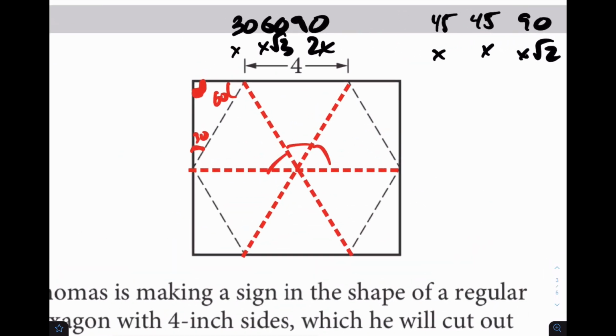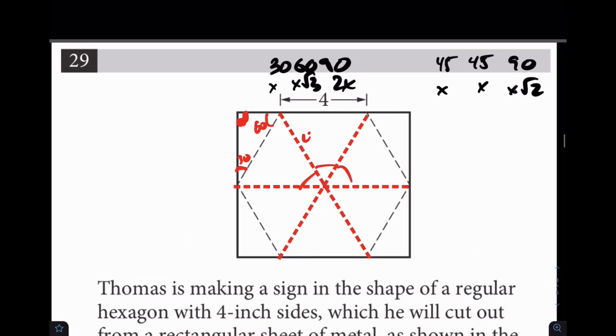If that's the case, remember, these are all equilateral triangles, 4, 4, 4, 4, 4, 4, 4. Everything is a 4. In which case, I think this side's going to be a 2. This side's going to be a 2 root 3. And this side, of course, is going to be a 4, like we said. And that's, again, just going back to 30, 60, 90.